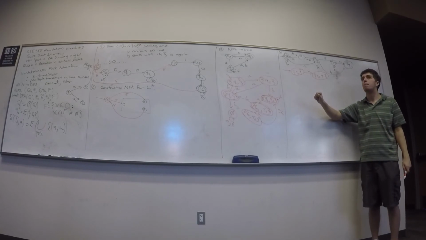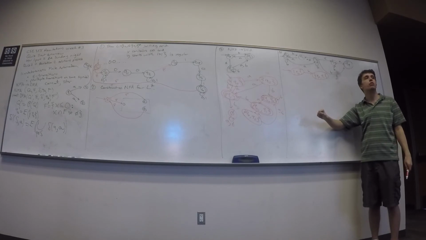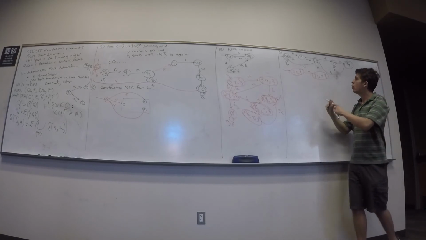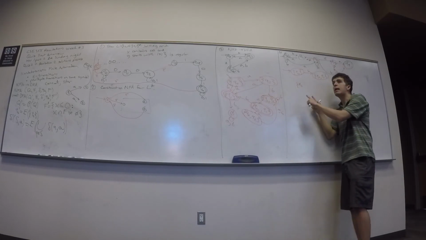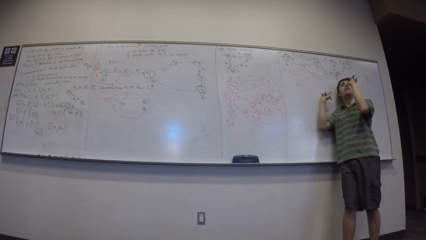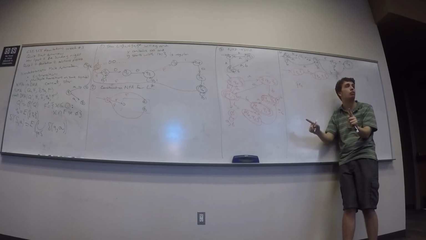Q0 on A. Q2. Q3. Q3? Yeah. Where can I get to on input A? Can I get to Q3 on input A from Q0? No. So what am I going to do? I'm going to write down where I can get to first, then do the epsilon closure.